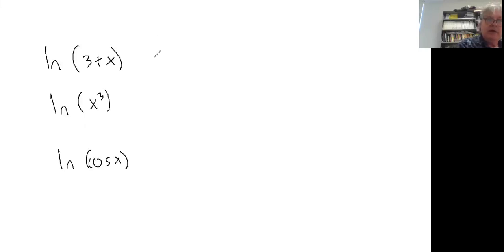And so it's all by the chain rule, right? So here we let u equals 3 plus x. So the derivative is 1, and the derivative of ln of u is 1 over u. Multiply them together, and we get 1 on 3 plus x.